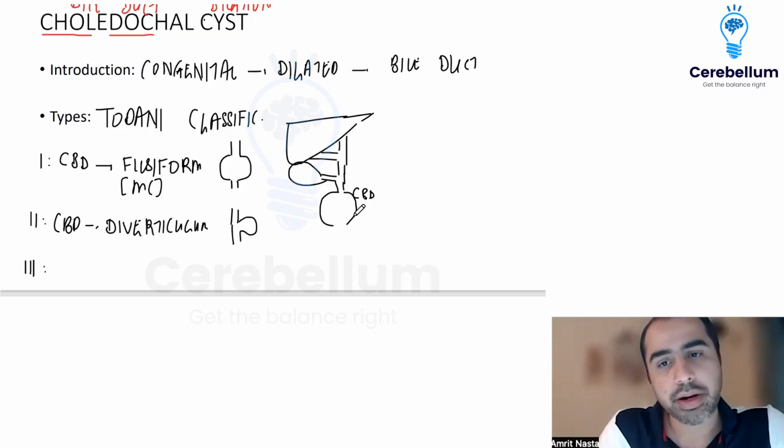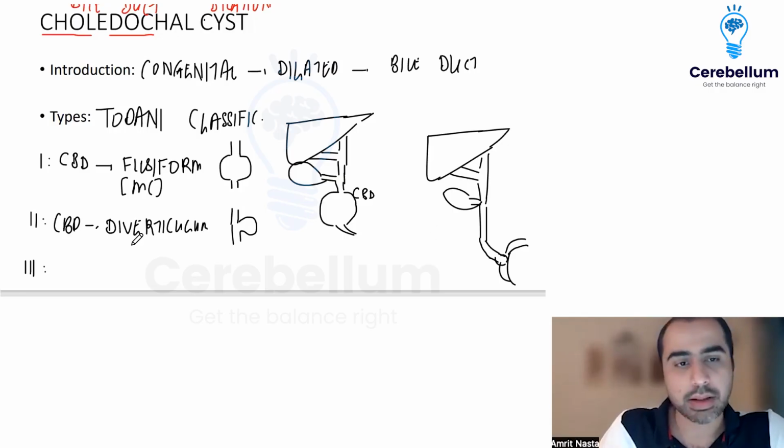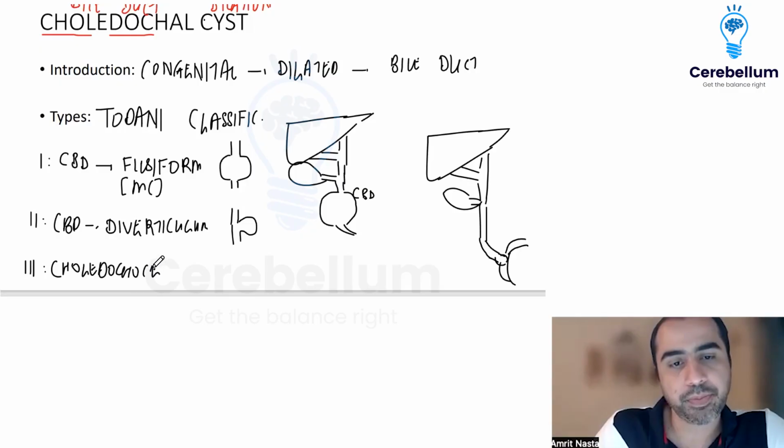So, in type 3 choledochal cyst, I will show it over here. The intraduodenal CBD is dilated, like this. So, this is the part where the CBD goes into the duodenum. And the terminal part is dilated. That is called choledococele. Choledococele means intraduodenal CBD is dilated.